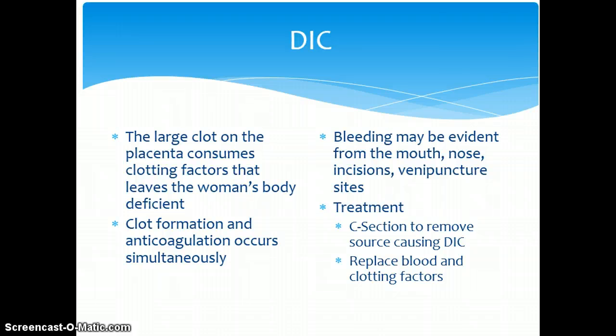DIC is a large clot on the placenta that will consume the clotting factors with the clot on the placenta, which leaves the rest of the woman's body deficient. Basically, there's clot formation and coagulation that is occurring simultaneously in the individual. Bleeding may be evident from the nose, the mouth, any incisions, or any venipuncture sites on your patient. The treatment is to remove the source of the DIC through a C-section, which is the placenta, and replace blood and clotting factors in the individual with the use of blood products. Obviously, these would be ordered by the physician.